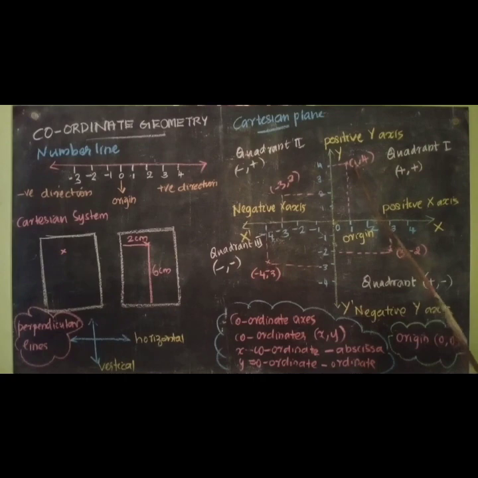First point is x coordinate, second point is y coordinate. X coordinate is the distance from y-axis. Y coordinate is the distance from x-axis. The plane is divided into 4 quadrants. First quadrant plus plus, second quadrant minus plus, third quadrant minus minus, fourth quadrant plus minus.